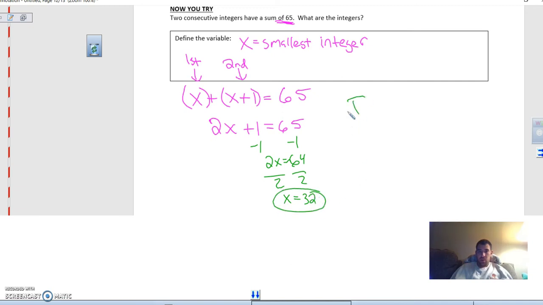Consecutive. So our integers are 32 and what's one more than 32? 33. And do they add up to 65? They do.